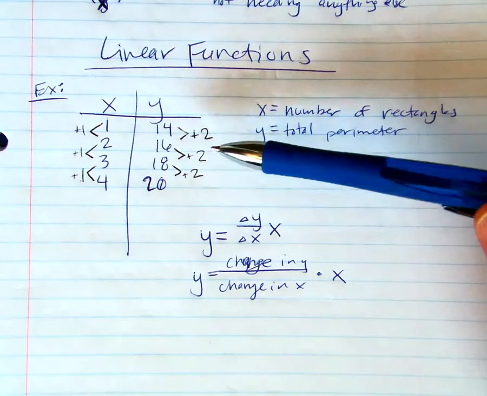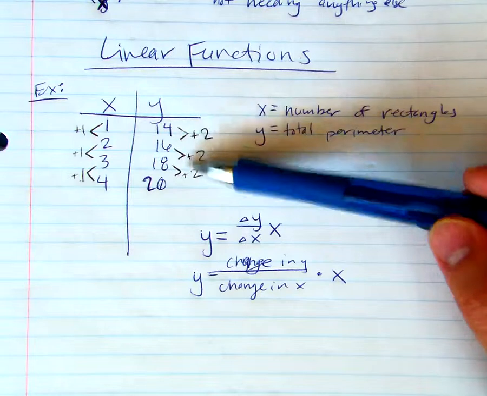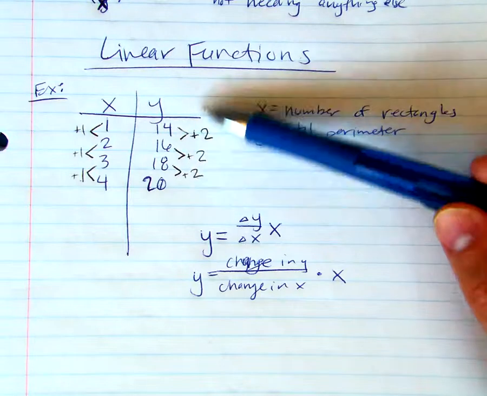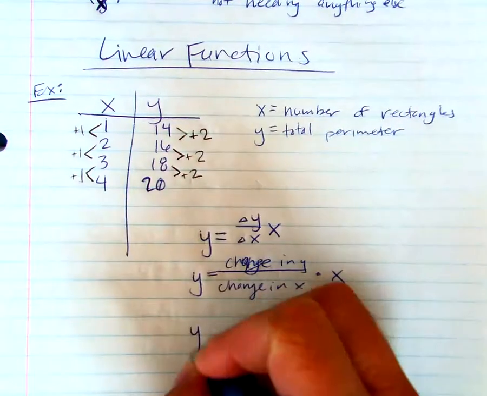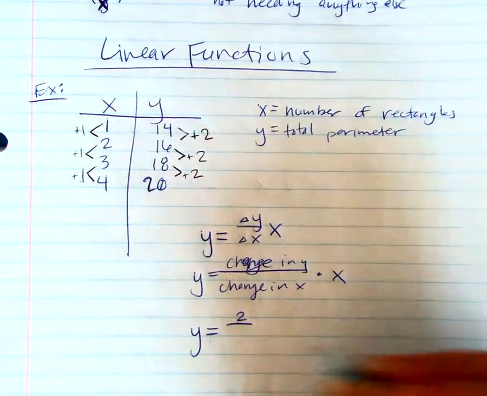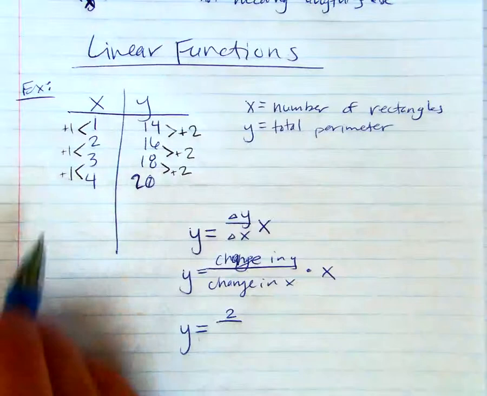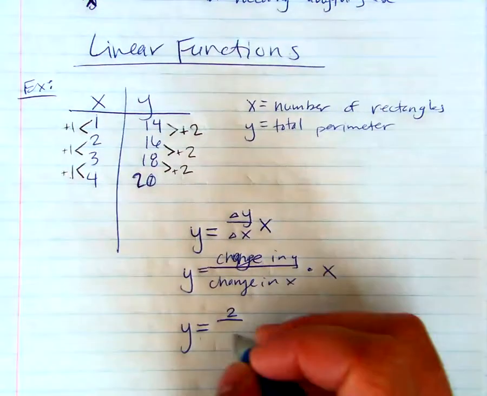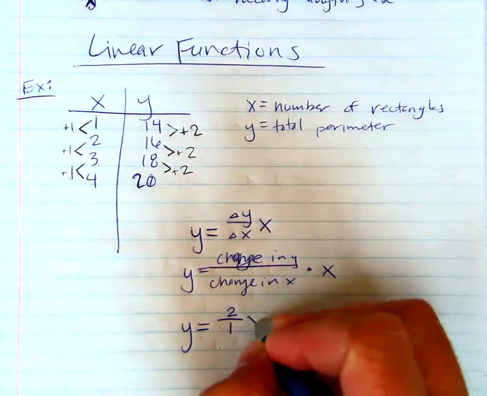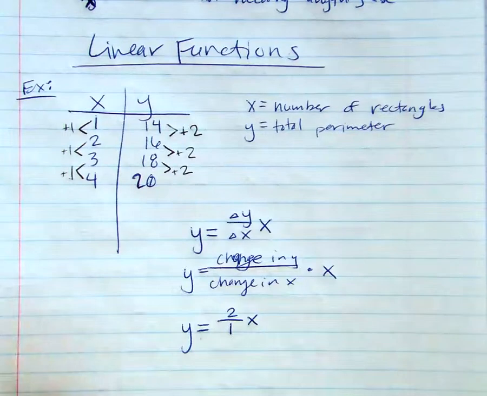How much is y changing? By 2. And it's adding 2, so we're going to treat it as a positive 2. So we're going to start with y equals 2 over. How much is the x changing? By 1. And again, it's adding 1, so we're going to say positive 1. So 2 over 1 times x.